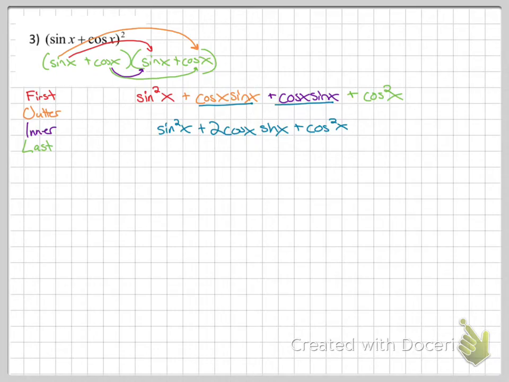Now you need to look for anything you can replace with your cheat sheet. So even though they're far away, sine squared x plus cosine squared x is replaceable. What does sine squared x plus cosine squared x equal? That just equals 1. And then I have my leftover, and I can't replace that with anything, so this is my simplified form.